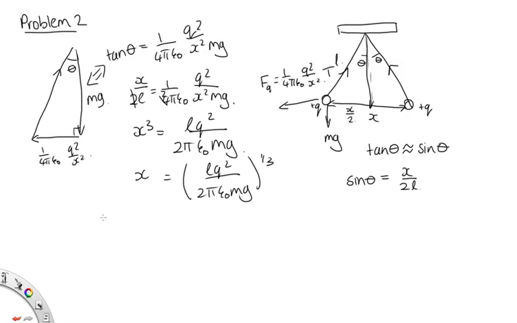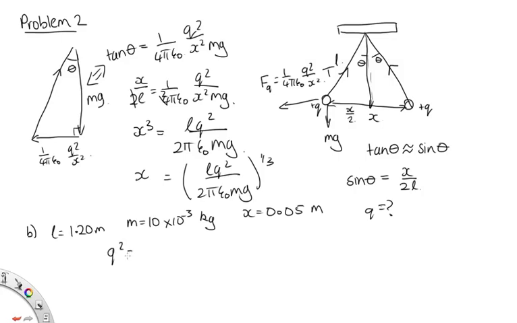Okay, then in part B, we're told that L is equal to 120 centimeters, so 1.20 meters, and m is 10 grams, so 10 times 10 to the minus 3 kilograms, and x is 5 centimeters, so 0.05 meters, and we're asked what is Q. Okay, so we can write Q squared is equal to, just rearranging this, x cubed times 2 pi epsilon naught mg all over L.